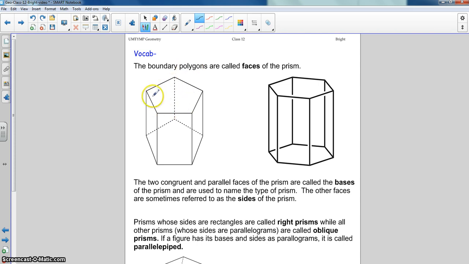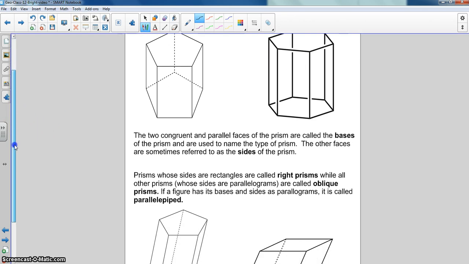So, for example, in this one we have the two congruent and parallel polygons being pentagons, the top and the bottom, and so those are the bases, and we would call this a pentagonal prism. Similarly, with this one, we would call this a hexagonal prism. Okay, and then the other sides that are not the base, we more commonly call those the sides.